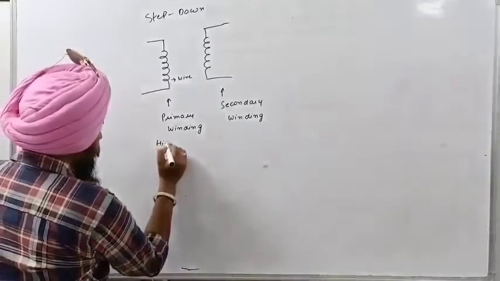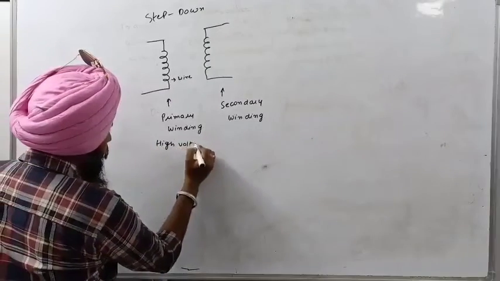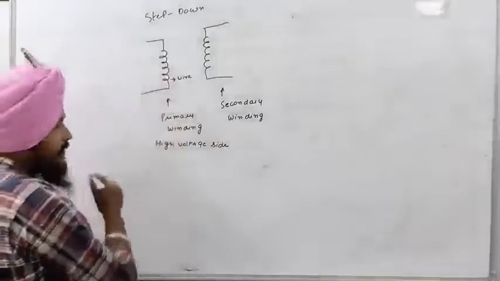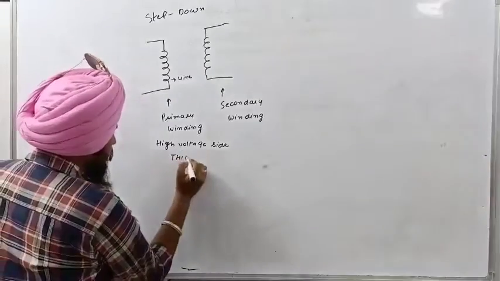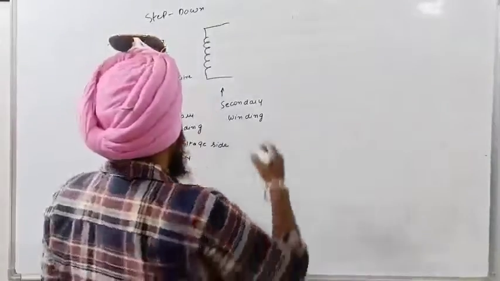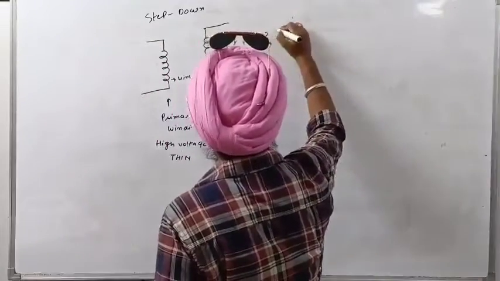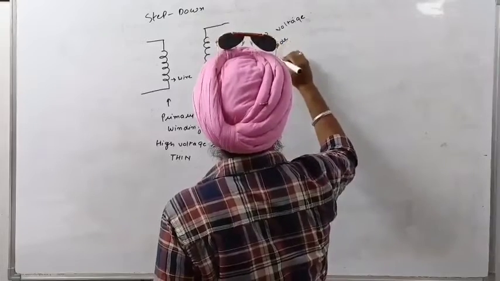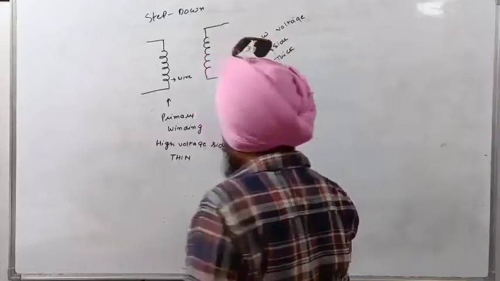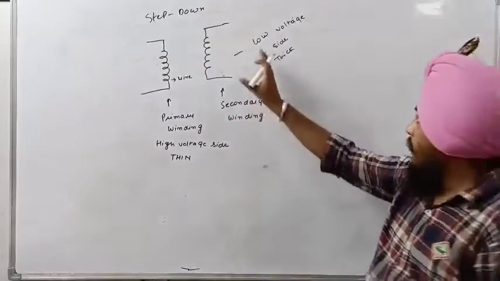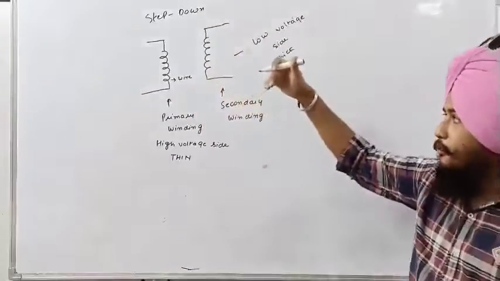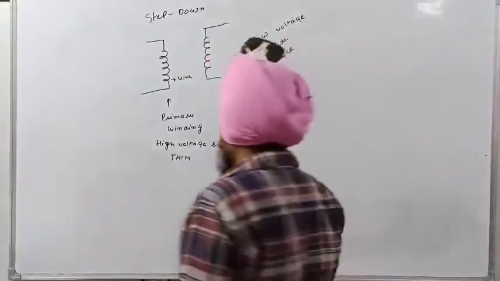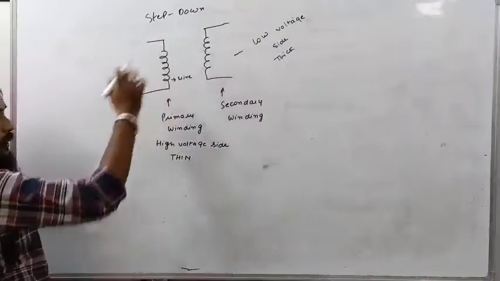At the high voltage side, the thickness of the conductor is thin, and at the low voltage side, the thickness of the conductor is thick. This is because the secondary winding carries more current as compared to the primary current. Okay, let's move to the principle of working.